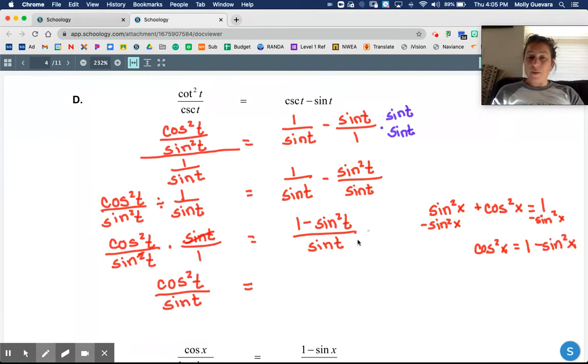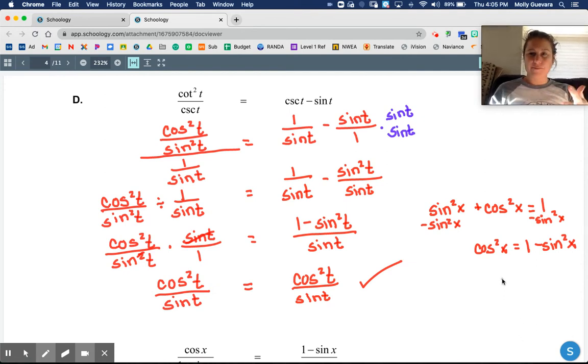It's a common one that we use. Well, 1 minus sine squared is equal to cosine squared. So this is cosine squared over sine. And I have verified that those two are correct, or equal. Both sides of the equation are equal.